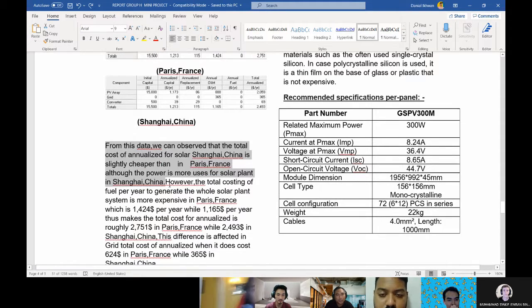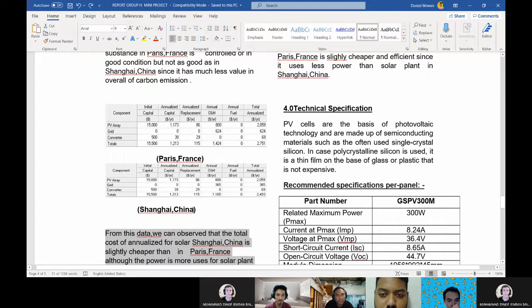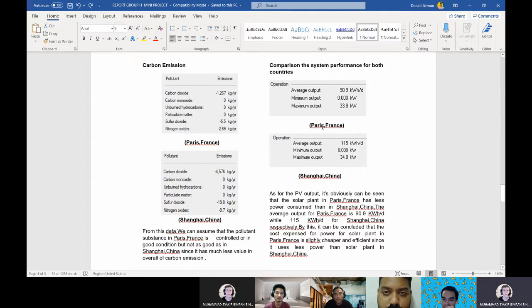And then from the table, we can see the comparison for Paris and Shanghai for PV array, grid, converter, and the total initial and annualized. Now we can see the comparison for the system performance for both countries. The operation average output for Paris is 90.9 kilowatt hour per day, and for Shanghai the average output is 115 kilowatt hour per day.